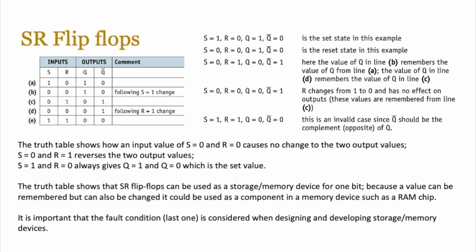Now this means that the SR flip-flop can be used as a storage or a memory device for one bit. Because a value can be remembered but also changed, this particular flip-flop can be used as a component in a memory device such as a RAM chip. The only problem with this though is the last set of inputs, S equals 1, R equals 1, and that's where the problem lies, because you end up with both Q and not Q equal to 0.